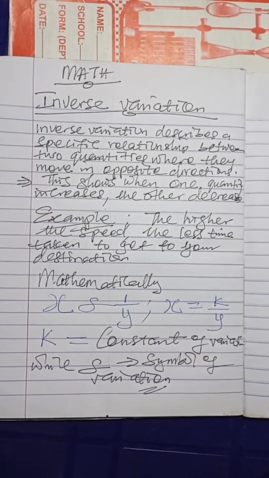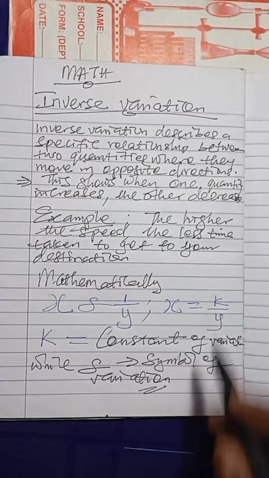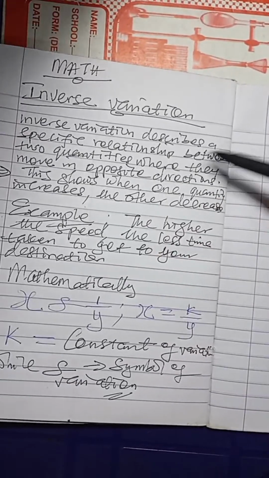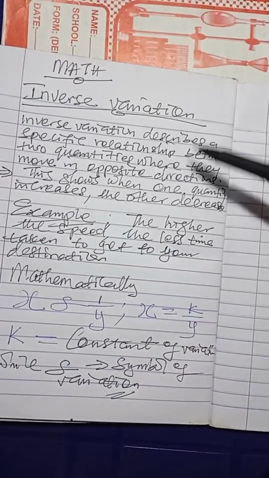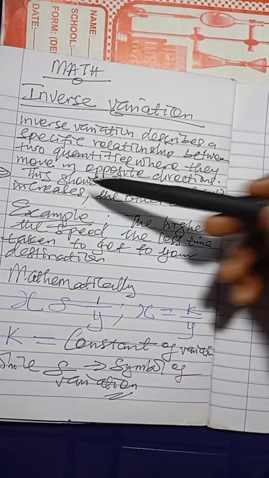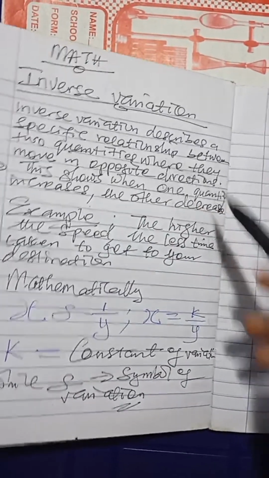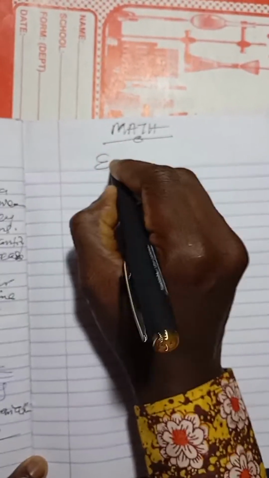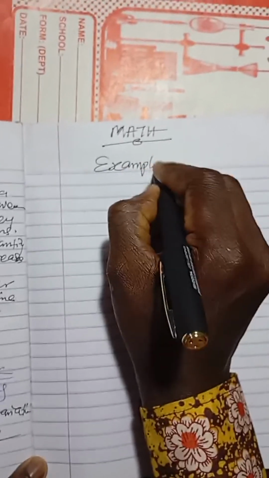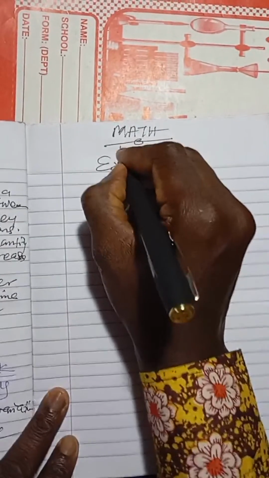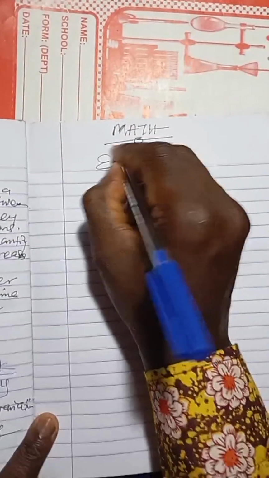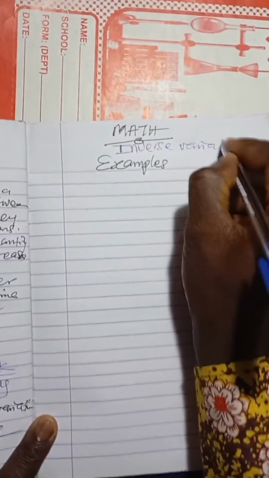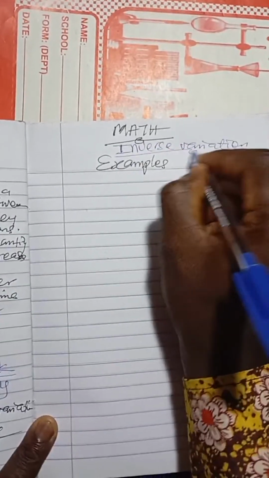All right, let's solve examples. So remember what I said here. Inverse variation describes a specific relationship between two quantities where they move in opposite direction. Remember, we are dealing with inverse variation.